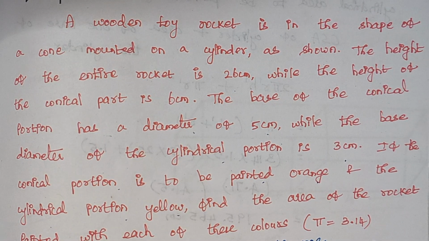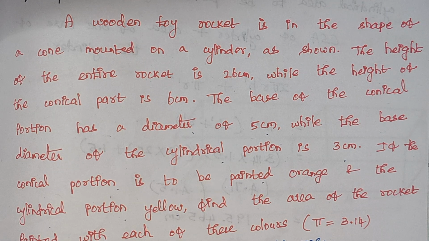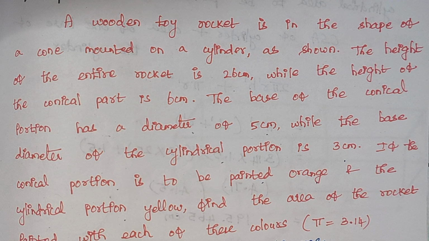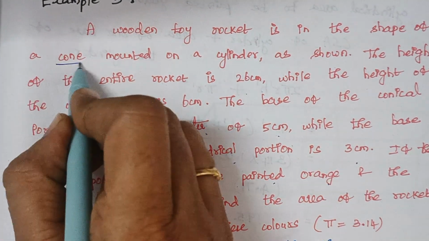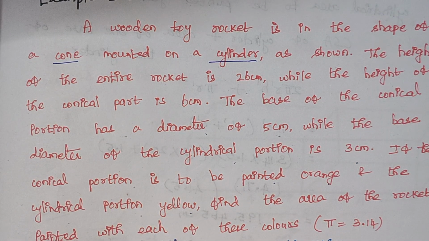Since the problem seems to be bigger, don't be afraid. This is pretty simple. Once you understand the concept, it will be very easy for you to solve. So here, what are all the different shapes we have? We have a cone and a cylinder. Just highlight those two things.